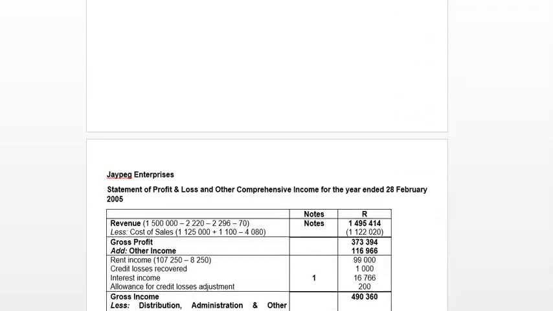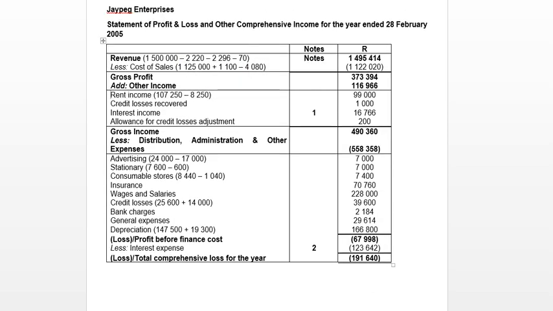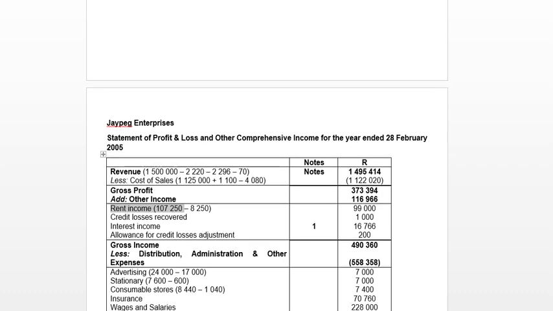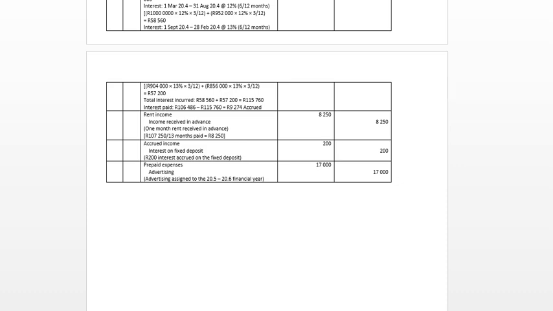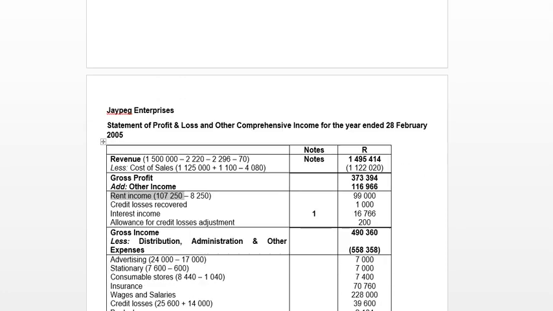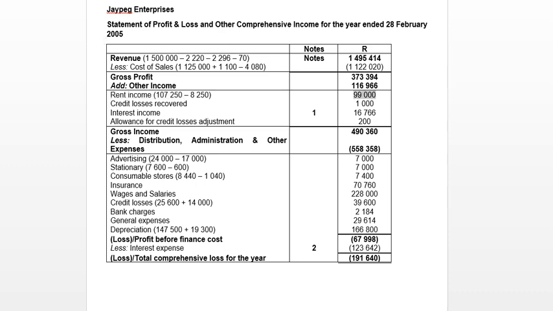Okay, so our rental income, we said, was 107,250. But remember, we had this rental income where the tenant prepaid for the next financial year. So we received this 8,250 Rand, but it does not relate to our current financial year. So we need to take that out. So our rental income has to decrease by 8,250 Rand. So in actual fact, our rental income, which relates to the current financial year, is only 99,000 Rand.